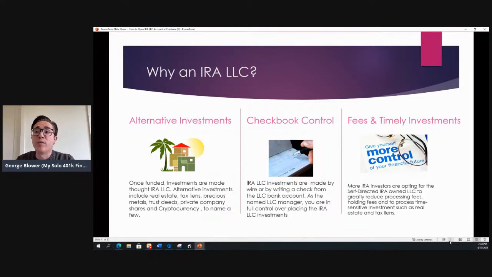On top of that, you're minimizing the fees from the trust company, the IRA custodian, because from their perspective, you're simply investing in an LLC. So you don't have to go back to them for every little transaction. You've got the checkbook control, as opposed to if they hold your money, you've got to go back to them. It takes time, and they're typically going to charge you for each transaction.